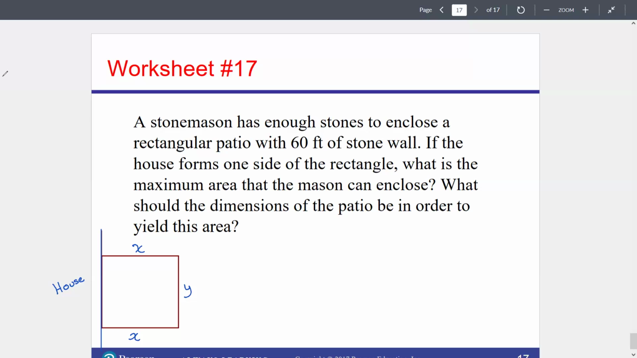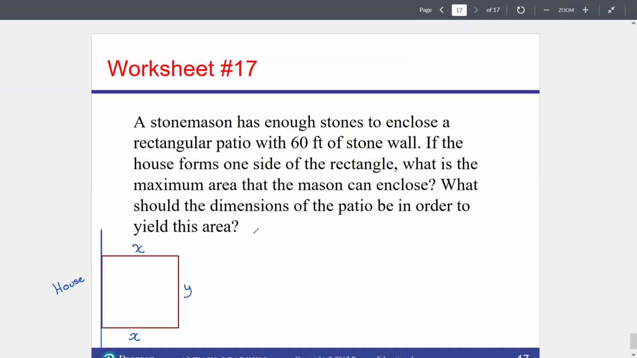Okay, so this question, we took a little chance to try to do this. A stonemason has enough stone to enclose a rectangular patio with a 60-foot wall of stone. If the house forms one side of the rectangle, what is the maximum area that the mason can enclose? So this is my house here that's taking up this one side. So the only sides I actually need to put stone around are these three. So these two are opposite each other, should be the same size. So I'm just going to say they're x and that's y. So it's kind of like having W's and then L.